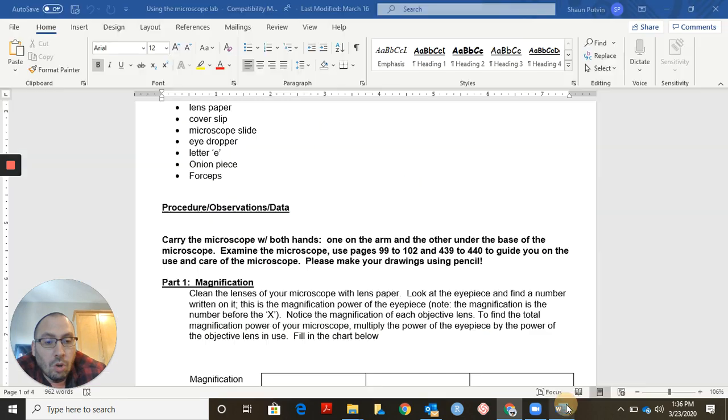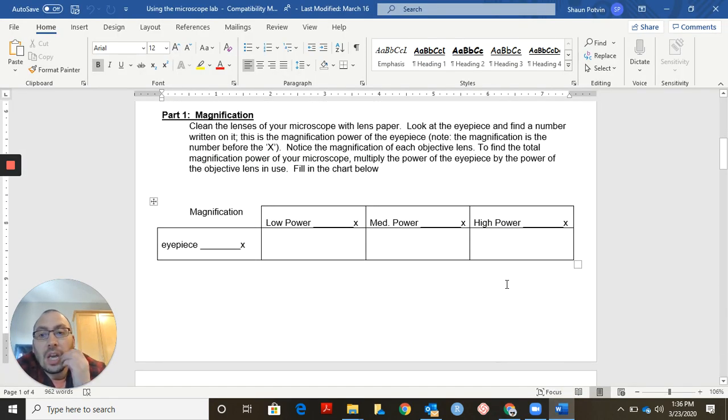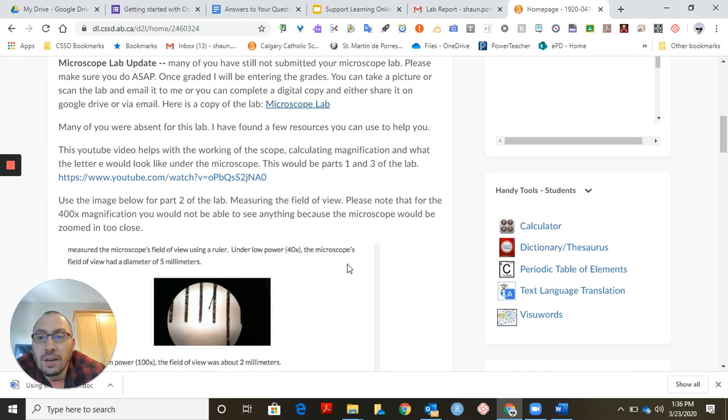Okay, so going back to the lab here, the very first thing, it talks about the magnification. You needed to tell me what the magnification of the low, medium, and high power lenses were, as well as the eyepiece. If we go back to D2L, I did find a pretty good YouTube video right here for those of you that were absent. You can watch that. It will tell you exactly what the lenses are. Okay, we played with microscopes in class. Some of you probably remember them.